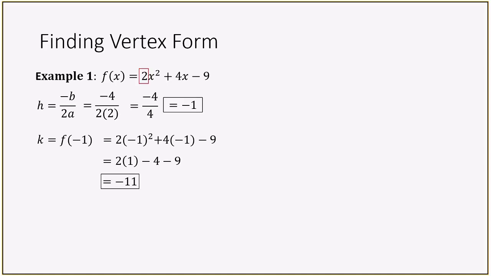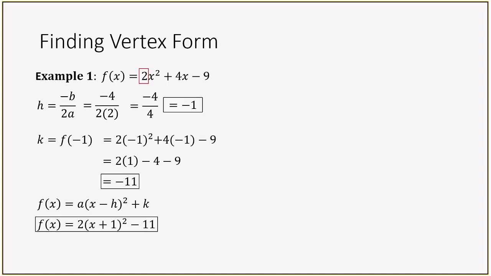So that's my vertex. The only other thing I need for vertex form is my a value. I didn't talk about how to find a because it's so easy. My a value is already given to me in general form. It's the thing in front of my x squared, so I don't have to do any additional work to find it. Now I have my h, my k, and my a. This is my vertex form. Now I just fill in the blanks: I put my h in, my k in, and my a in.